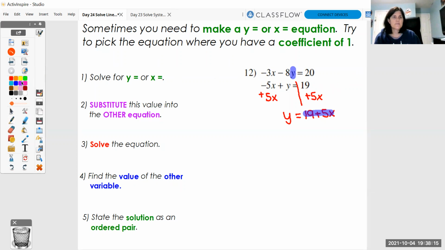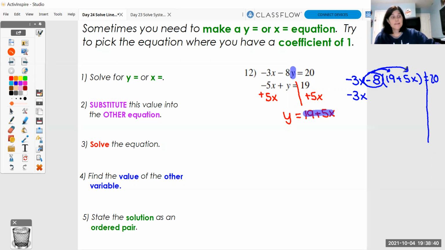So here we go. I'm going to change this color a little bit. So negative 3x minus 8. And instead of y, I'm going to put the other name for y, 19 plus 5x. And that equals 20. Make sure you have your calculator handy. So we have negative 3x. Now don't forget you have this negative 8 being multiplied in.